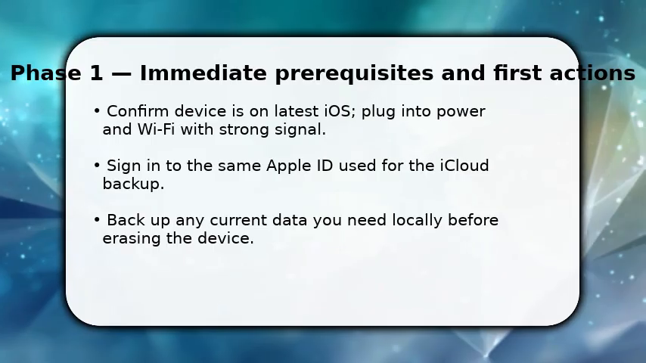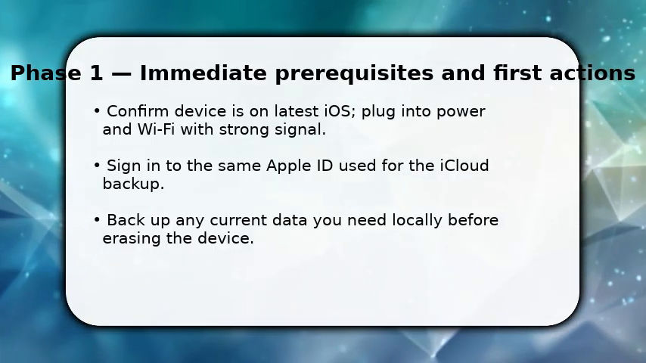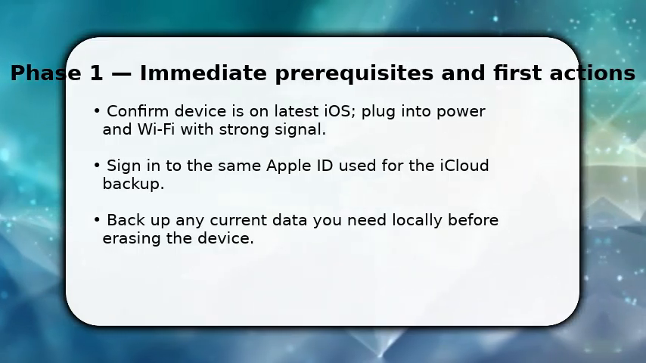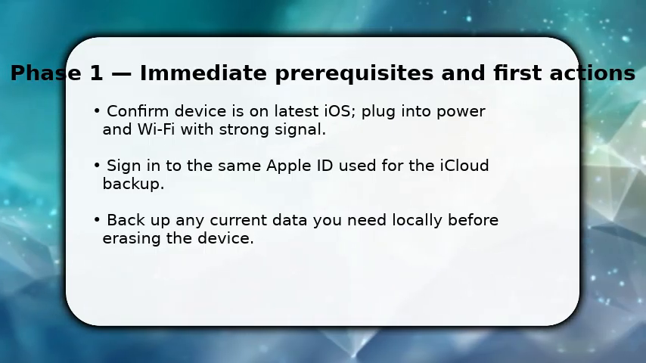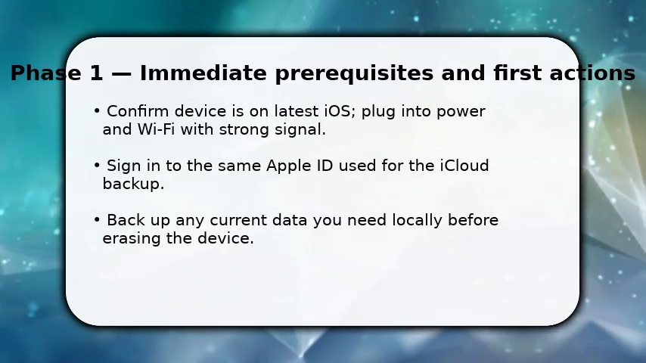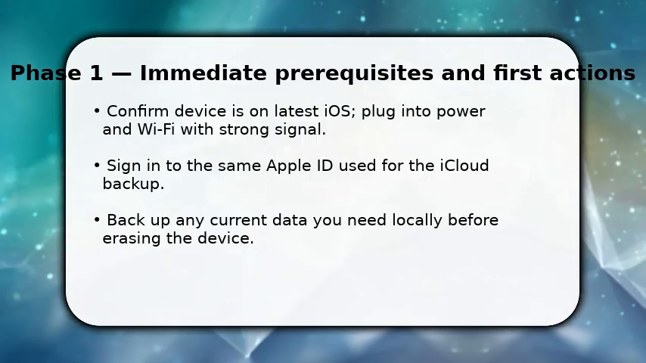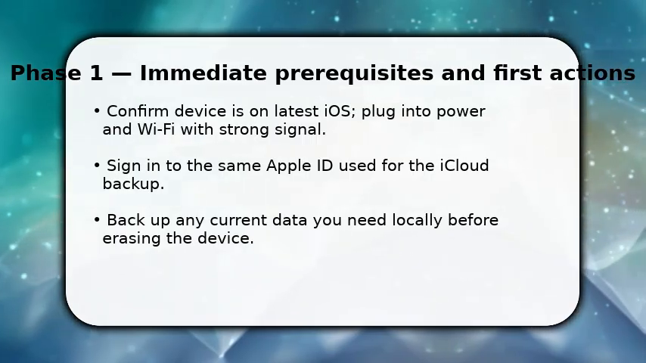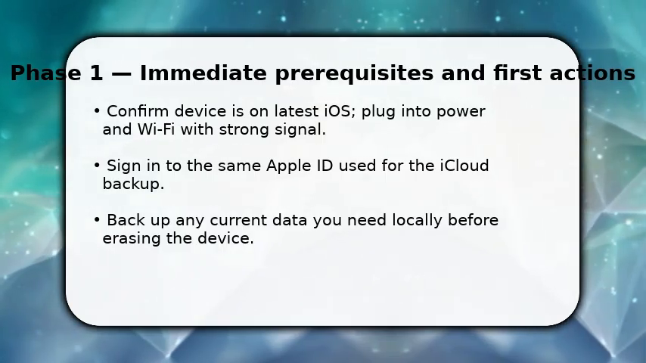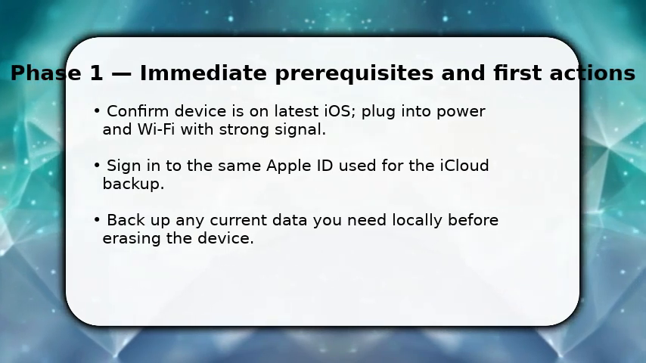You will erase and restore the device, so first make sure your iPhone or iPad is charged and on a stable Wi-Fi network. Sign into the same Apple ID that holds the iCloud backup. Once done, go to Settings > General > Transfer or Reset Device > Erase all content and settings. Follow prompts to confirm. This begins the only supported iCloud restore flow. Make sure you saved any unsynced photos or documents elsewhere, because erasing removes local data instantly.